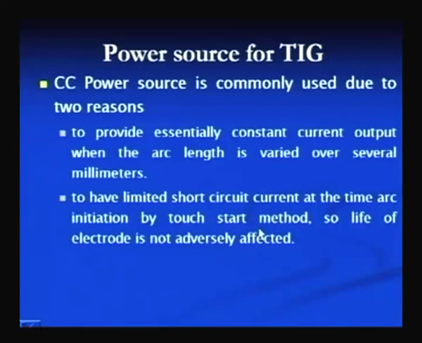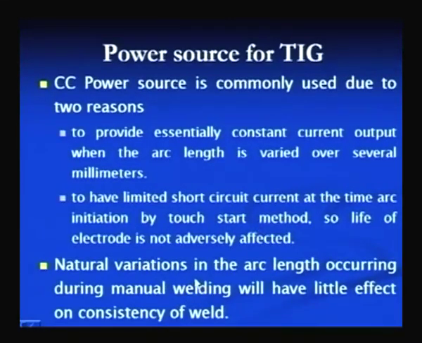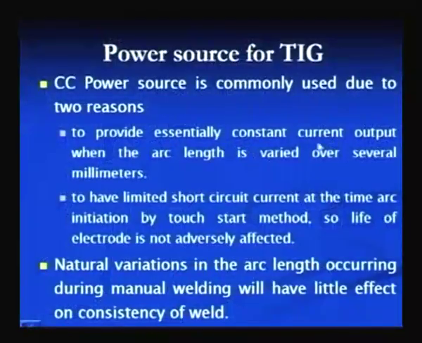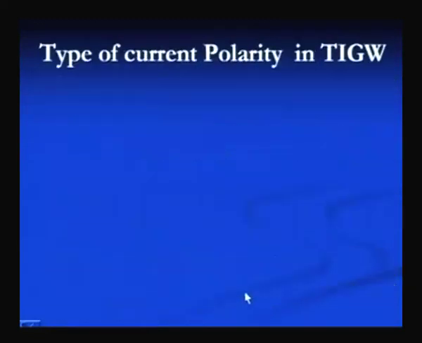Otherwise, life is adversely affected, because during actual welding there is always some fluctuation in arc length if it is controlled manually, and under those conditions a constant current power source will be able to supply constant current even when there is minor fluctuation in arc voltage or arc length. That will not affect the soundness of the weldment even when there is fluctuation in arc length.